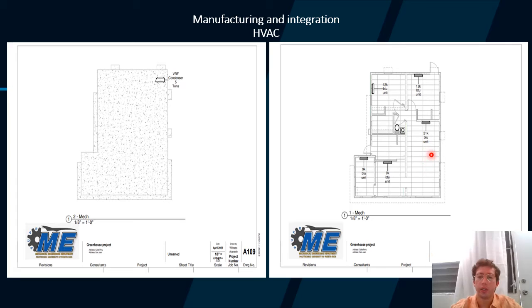Here we have a 21,000 BTU evaporator. In the entrance we have a 9,000 evaporator. In the conference room we have a 9,000 evaporator. In room 1 we have a 12,000 evaporator, and in the other room another 12,000 evaporator. All of those evaporators will be connected to this one 5-ton condensing unit.